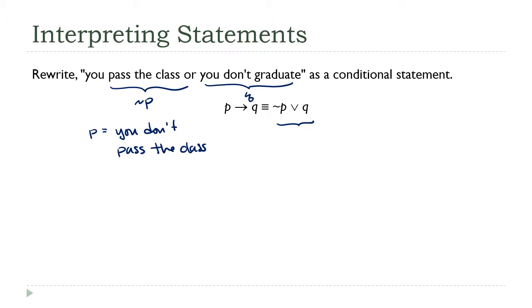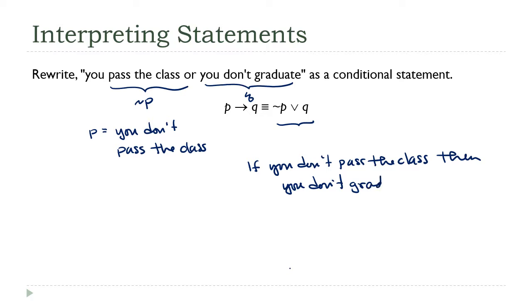All right, so now we can see that the original statement, you pass the class or you don't graduate, is equivalent to if you don't pass the class, then you don't graduate. Now, for me, anyway, this is a much more intuitive way to phrase this statement, which is kind of the benefit that I'm getting from this equivalence.